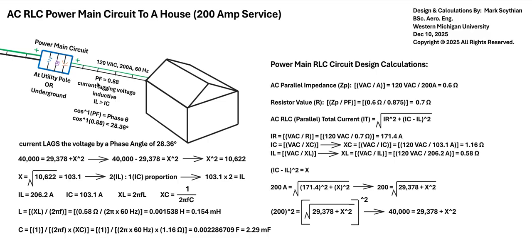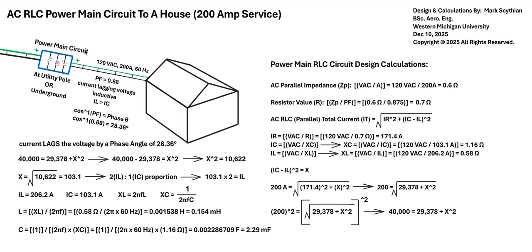So we have a typical power factor of 0.875 to 0.88 on power mains to residential homes. We know the frequency is 60 cycles per second, 200 amp service, 120 volts AC, and that is an inductive circuit for which the current lags the voltage by a power factor of 0.875. That's also synonymous with the inverse cosine of the power factor to solve for the phase angle. So that's also saying current lagging the voltage by a phase angle of 28.36 degrees. So we have these preliminary specifications mapped out and understood.